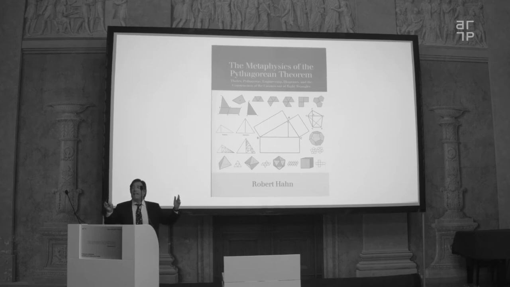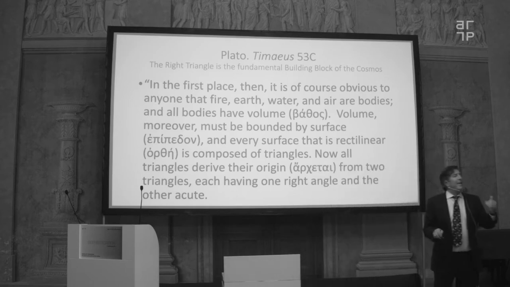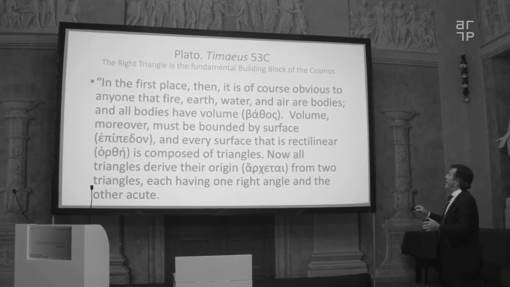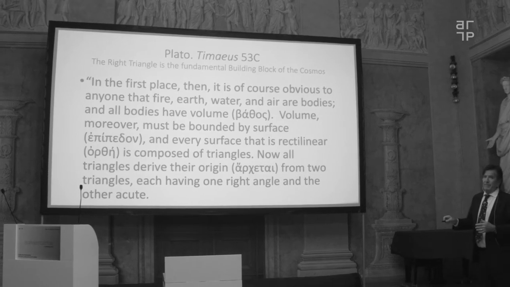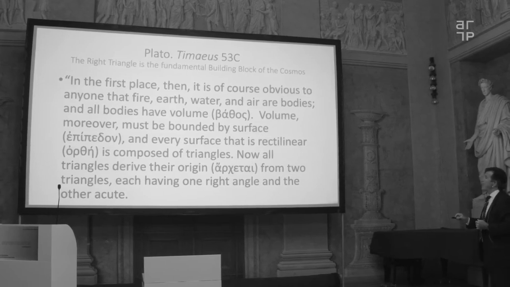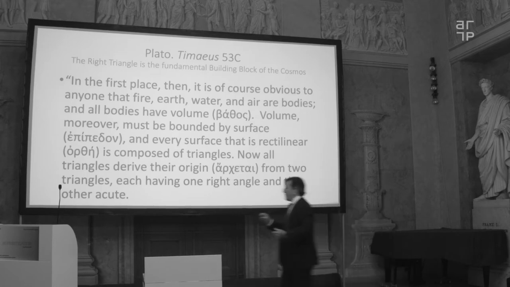Now, second case study. This is from my newest book. I'm going to reverse engineer the discovery. This is from Plato's Timaeus, written in the middle of the 4th century. Timaeus of Locri, from southern Italy, a Pythagorean place, is talking to Socrates. He says, in the first place, then, it's of course obvious to anyone, really, that earth, fire, water, and air are bodies. All bodies have volume. Volume, moreover, must be bounded by surface, and every surface that's rectilinear is composed of triangles. Now, all triangles derive their origin from two triangles, each having one right angle and the other acute.